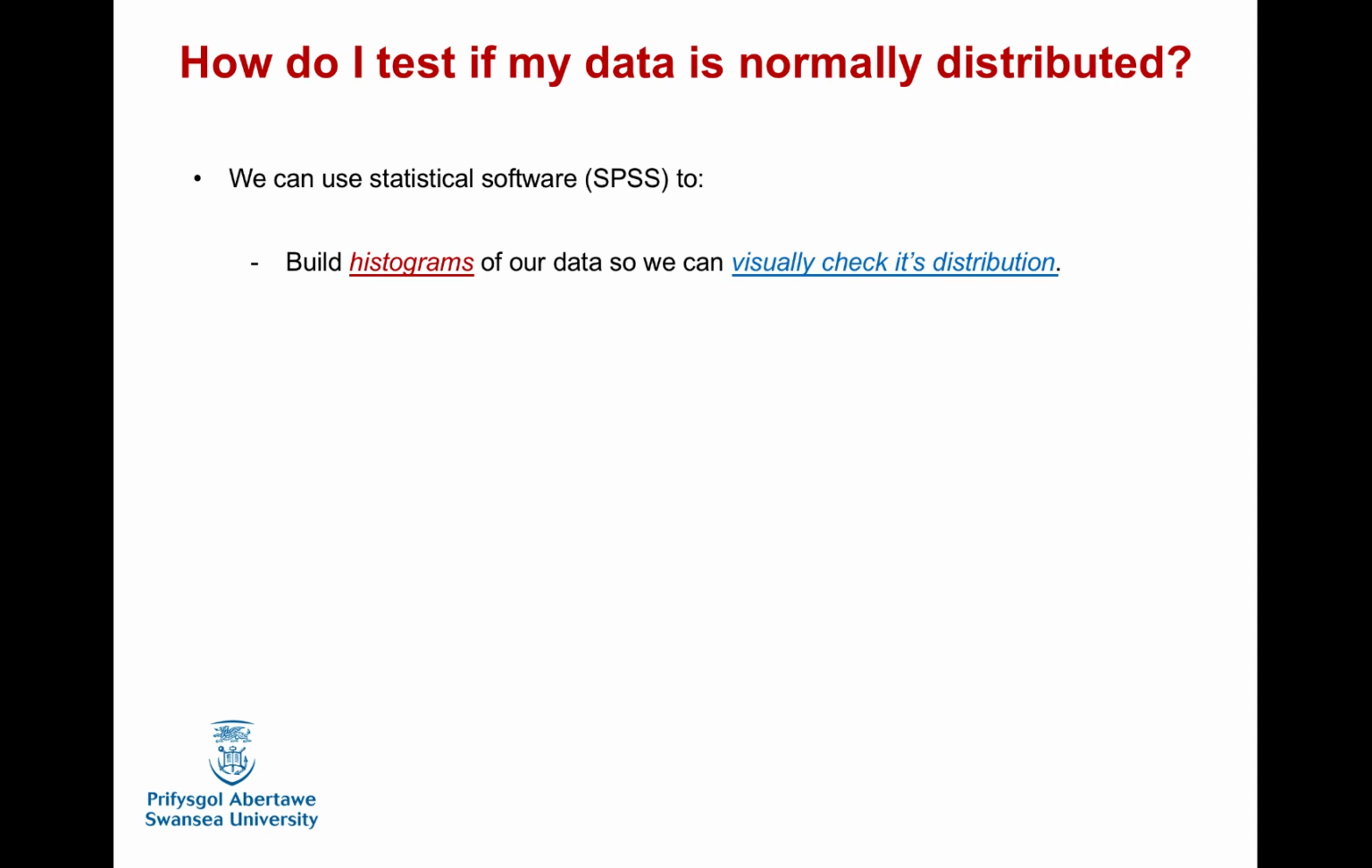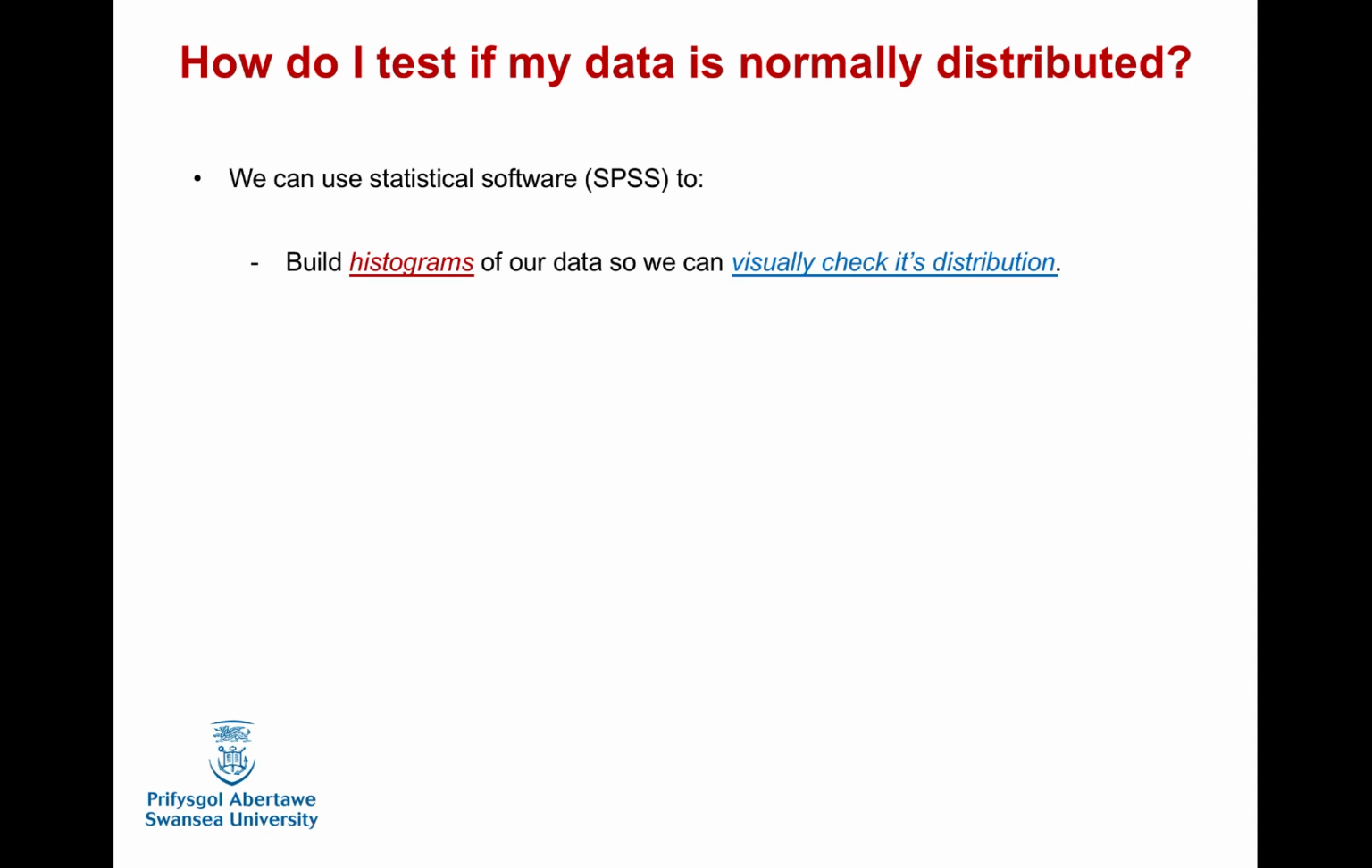So we can build diagrams like I've shown you on the previous slides so that we can visually check the distribution of our data. We can look at the data built in a histogram and see, okay, does that look like it's normally distributed or does it not? So that should always be our first check. But of course, that can be quite subjective.